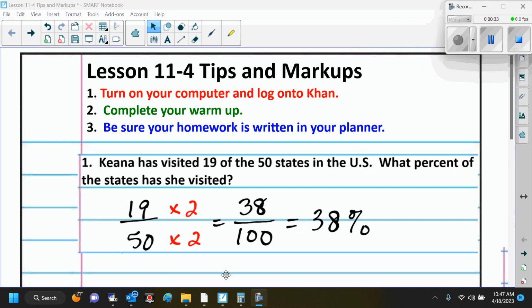So here's the work that I showed. I did, just like you did, 19 over 50. Then percent is per 100. So I multiplied the denominator times 2 to get 100 down there. And if I multiply the denominator by 2, I have to do the same in the numerator. Does everybody see the work? So that gives me 38 over 100, which is 38%.